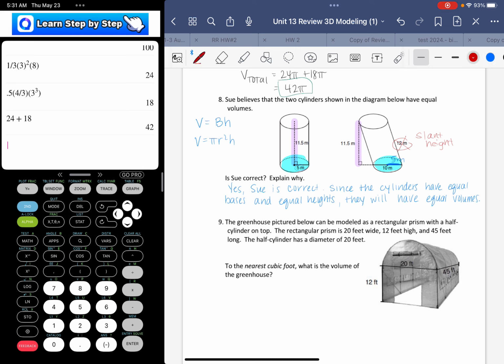And that is called, if you ever wanted to use the name in your reason, Cavalieri's principle. But you can get away with not putting the name in your reason, just explaining what the principle means.